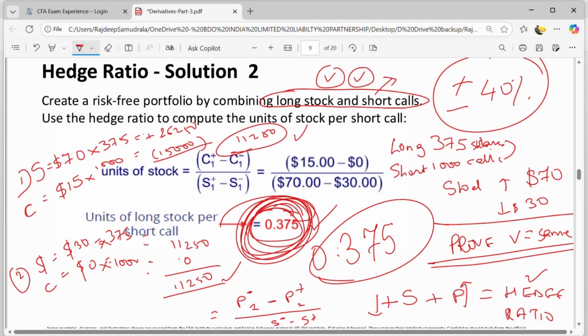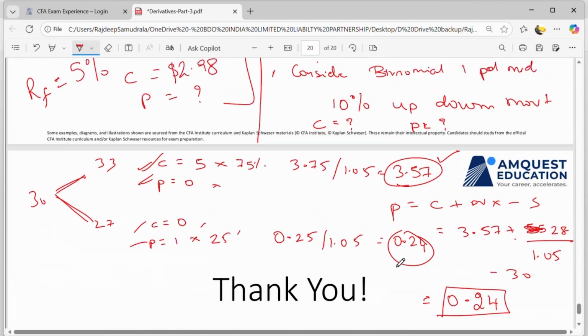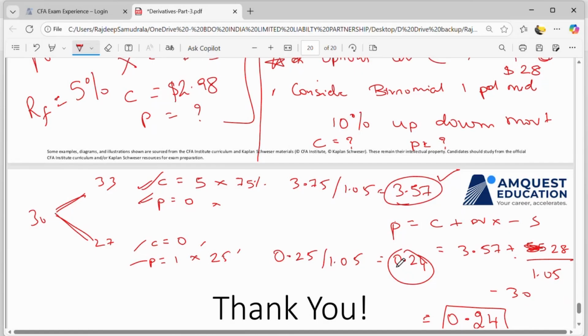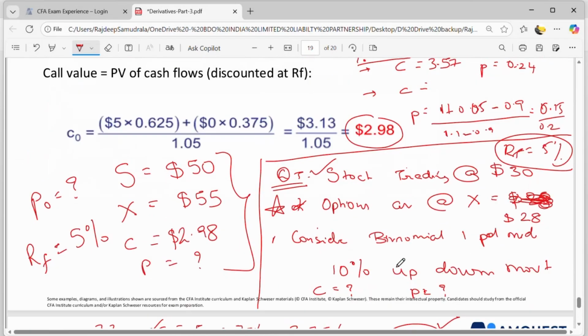Oh, I asked you a question you didn't answer. In the answer that you told me, Kiran, I asked what is the time value. You didn't tell me the answer here. Remember? 3.57. What's the time value? Again, this is what I told you yesterday.